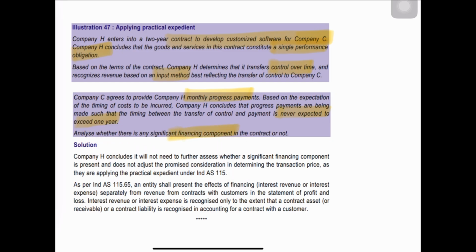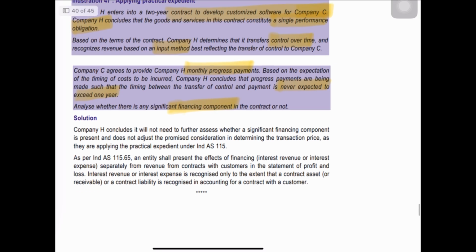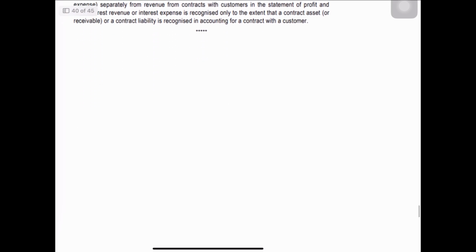So here also we can conclude there is no significant financing component, as the payment term is linked with the milestone. So as the company makes the progress, then the company gets paid. So there is no advance or arrear in payment where the financing component might be involved. Okay, so there is no significant financing component in this example.